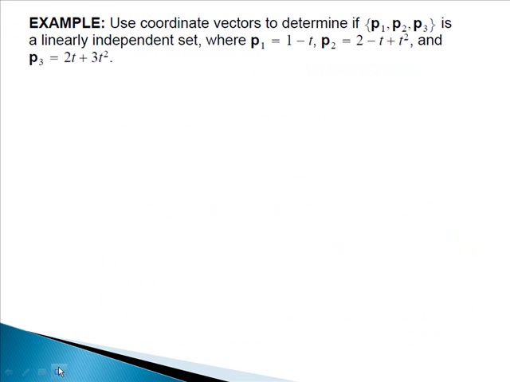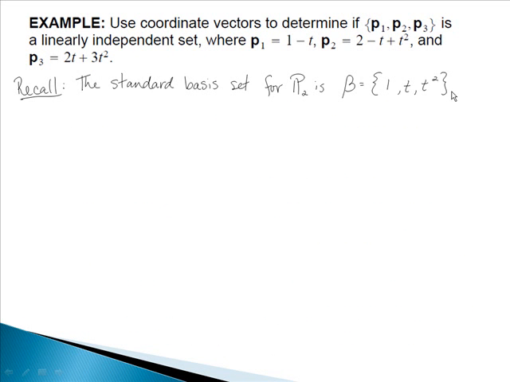In this example, we want to use coordinate vectors to determine if the set of p1, p2, and p3 is a linearly independent set when they're defined here. Remember that the standard basis set for P2 is beta equal to 1, t, and t squared. Now I'm going to write the B coordinates of p1, p2, and p3. The B coordinate vector for p1 is going to be 1, negative 1, 0.